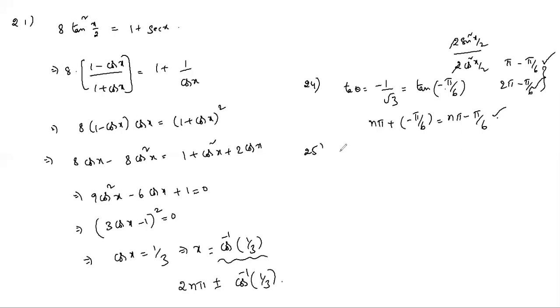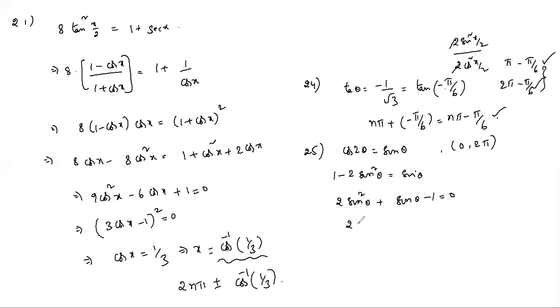Next, 25th: if you take cos 2 theta equals sin theta, this is the equation, and you have to find the solution between 0 to 2 pi only. So how to solve this one? Cos 2 theta you can write as 1 minus 2 sin square theta equals sin theta, so that we get one equation in terms of sin. 2 sin square theta plus sin theta minus 1 equals 0. What are the factors? 2 sin theta minus 1, sin theta plus 1 equals 0. So sin theta equals 1 by 2.